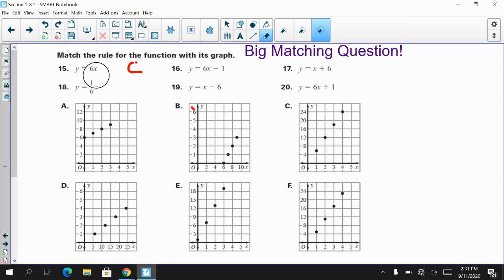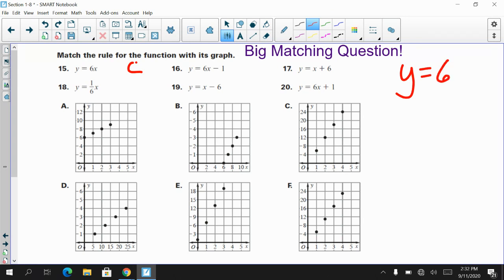So let's do another one here. Let's do number 16. Y equals 6x minus 1. Well, if x equals 1, 6 times 1 is 6. 6 minus 1 is 5. Guys, just put that in your calculator, and it'll give you the answer for you.